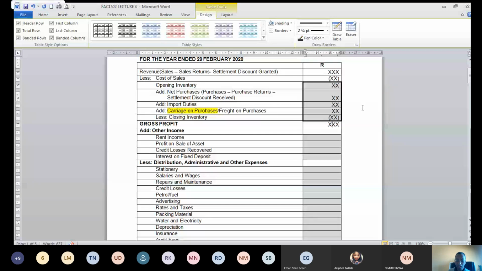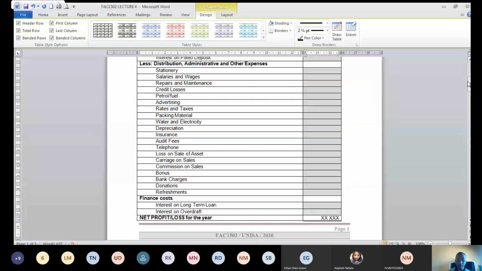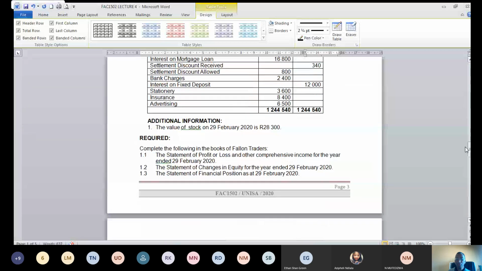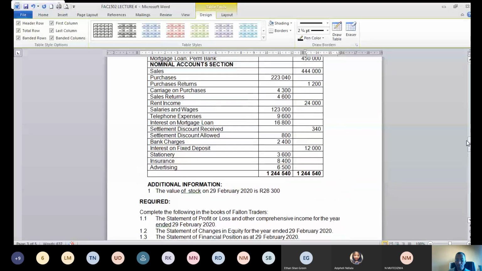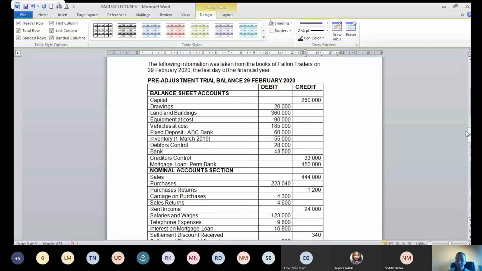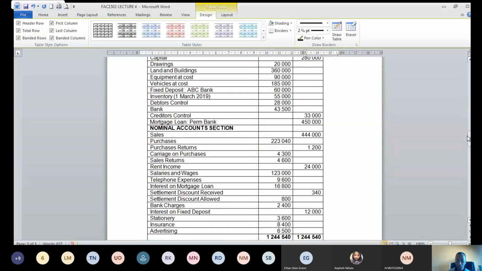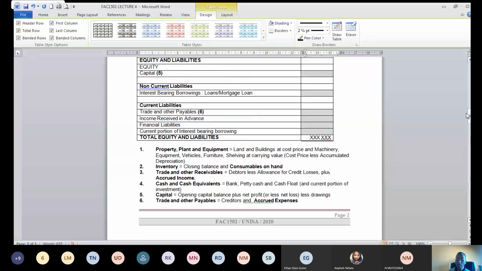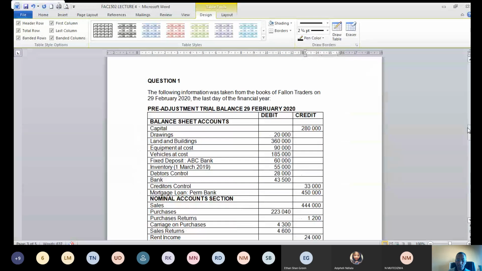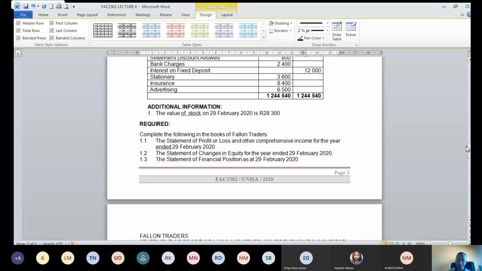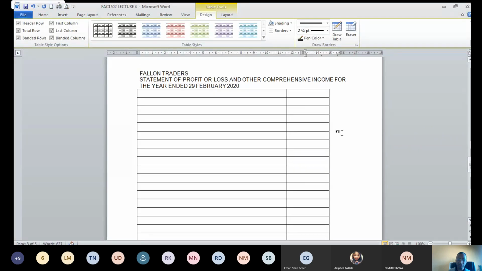Just to make sure that you are okay with this calculation, I want you to take a look at the activity on page 3 of your notes. Page 3 of your notes, there is information given to you. A pre-adjustment trial balance of Fallon Traders is given to you. I want you to take that information into account and complete for me the statement of profit and loss and other comprehensive income up to the calculation of the gross profit. Let's see if you can handle that for me, please.